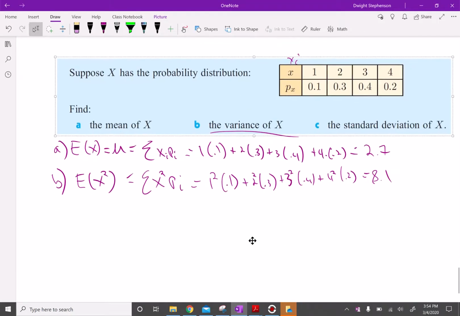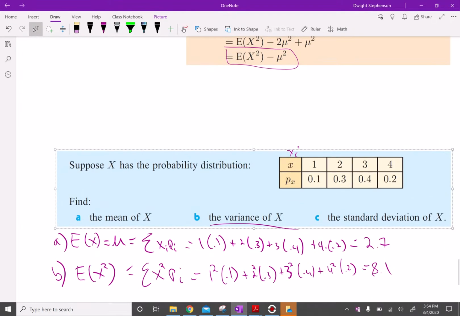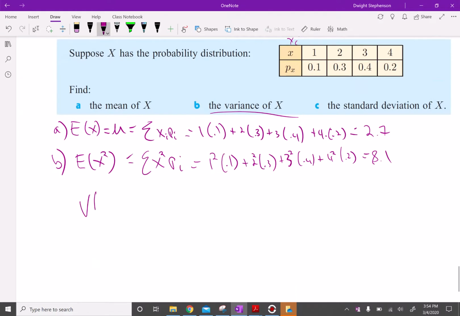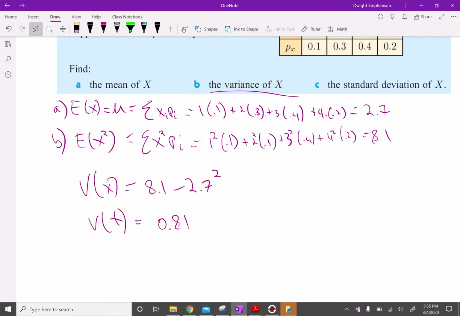And that's 8.1. And so then the variance is going to be that number minus the mean squared, right? So my variance is going to be this number, 8.1, minus my mean squared. My mean was 2.7. And so our variance is going to be 0.81. Right, that's our variance. And if you want the standard deviation, you just take the square root of the variance. The square root of 0.81 is 0.9. And so our standard deviation is 0.9 in this case.